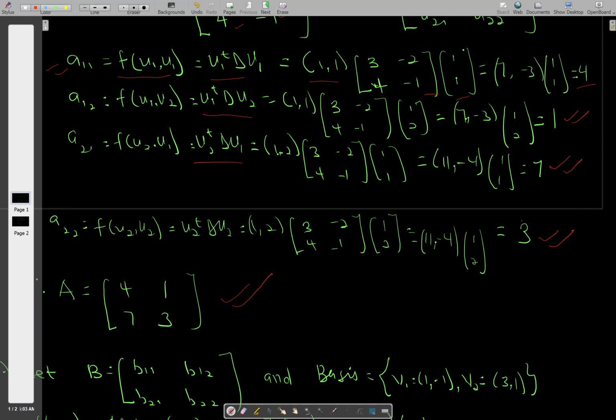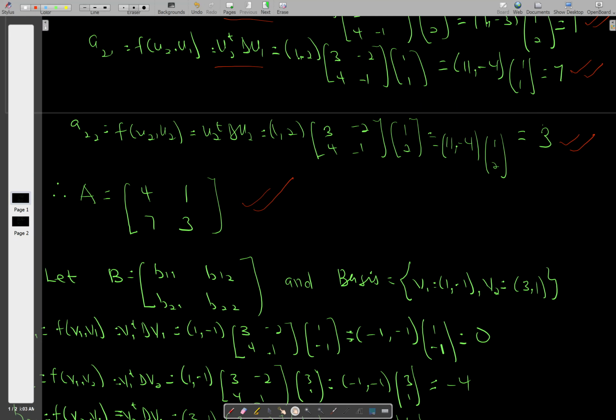Then the second question says that we are to generate matrix B from a basis V1, V2.